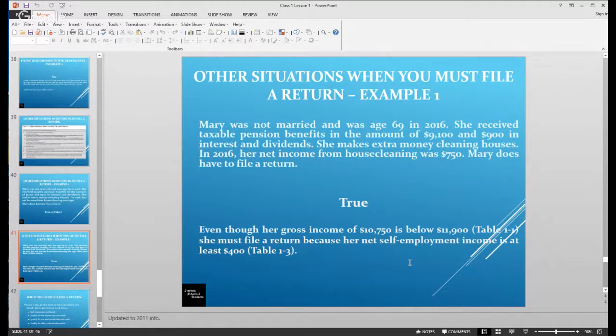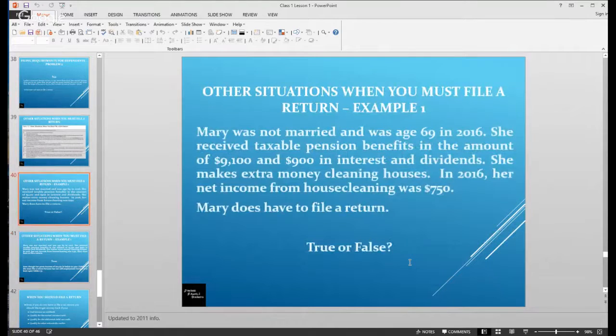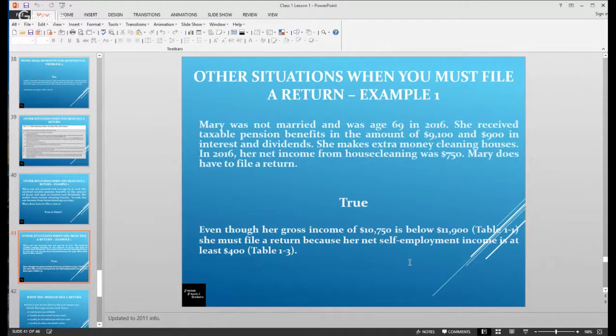That she does have to file a return. Mary does have to file a return, true, because even though her gross income is below the amount on the form, on the table, her self-employment is at least $400. So that is going to be where she is required to file a tax return. It would be from the house cleaning income.